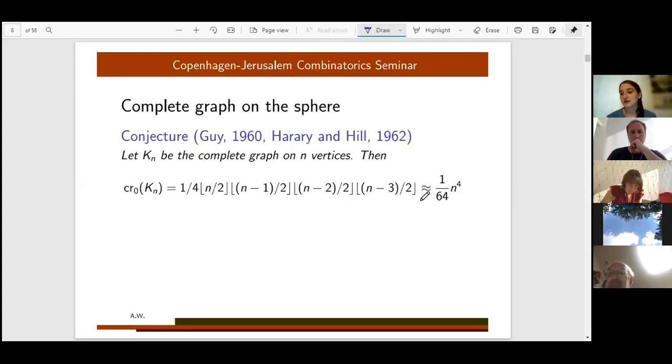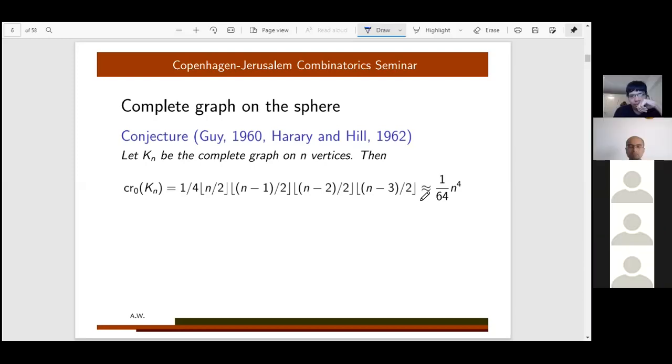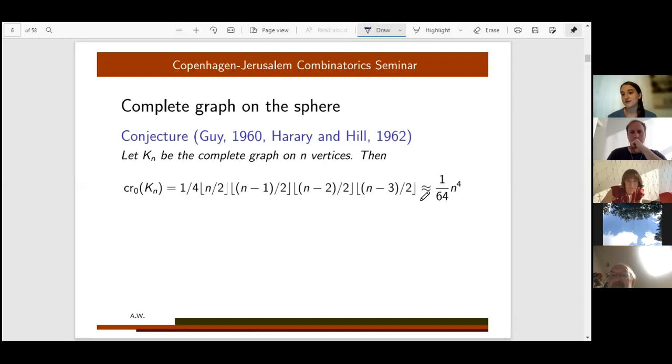So there's a huge conjecture since the 1960s about the complete graph. A very easy graph in general, but it turns out when we draw the complete graph, we don't even know its crossing number. It is conjectured that the crossing number of the complete graph is this number here, which is roughly 1/64 n to the power of 4. And why this is conjectured is because there are drawings which achieve this bound, but it's hard to find lower bounds in general.